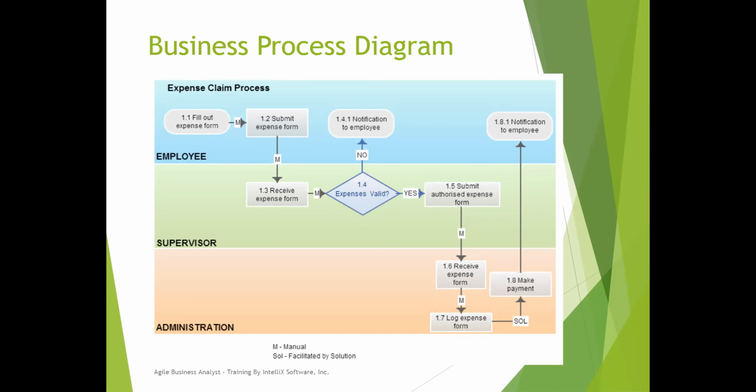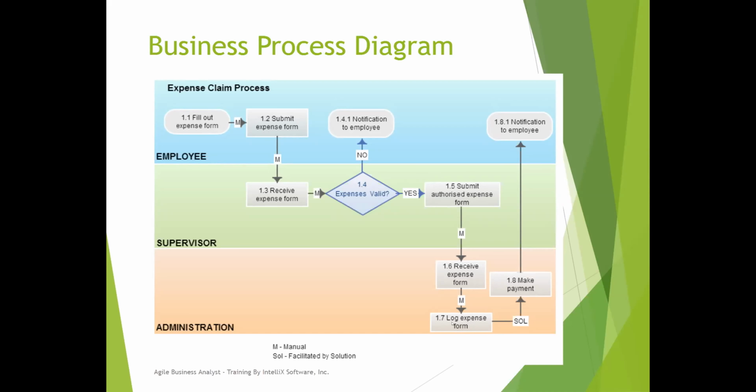So at that point, they will approve it and submit that expense to the payroll department, or in some companies an administration department, which encompasses the auditors and the payroll. So they will submit that. So 1.5 is essentially an activity where the supervisor says, yes, it's approved, let me submit it for further processing. At that point, that request flows into the third swim lane, the third group, for consideration.